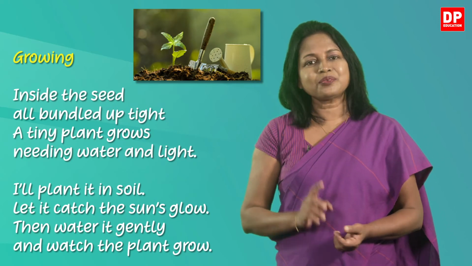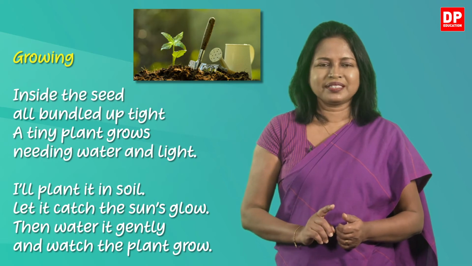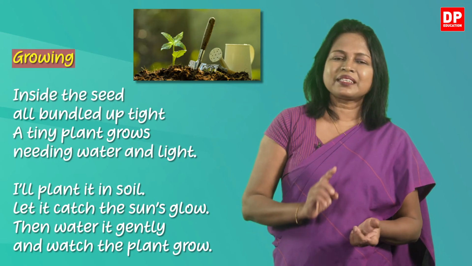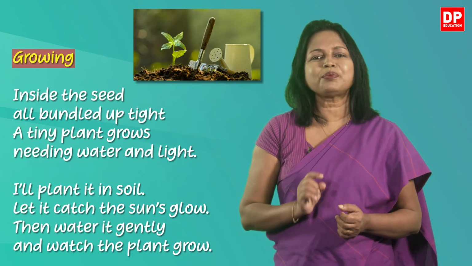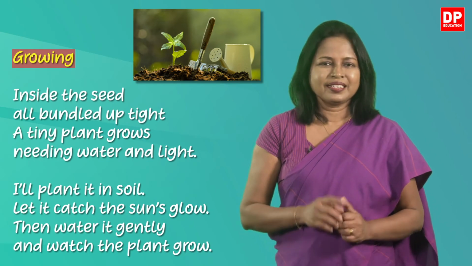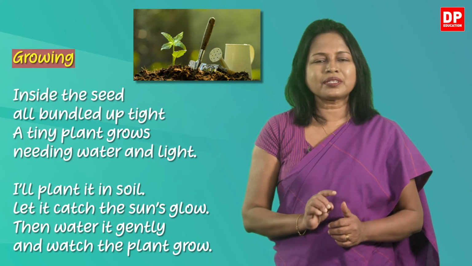Okay children, now what's the title of this poem? It's given at the top. It's Growing. The title of the poem most of the time helps you to understand what the poem is about. This poem is about growing. It's about growing of a plant.